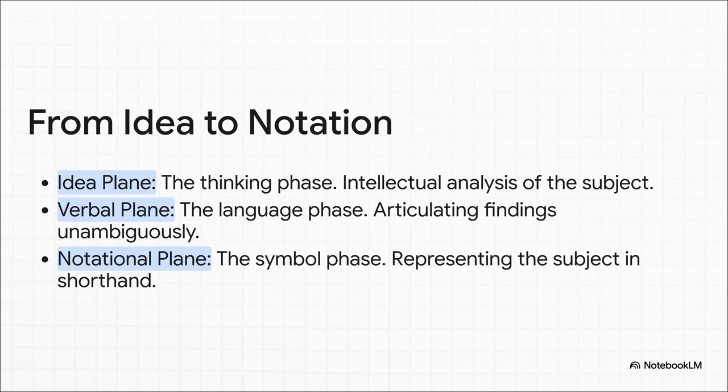So let's take a book on the history of cricket in England. In the idea plane, you're just thinking. You're breaking it down. Okay, the main thing is cricket, the place is England, and we're talking about its history. Then you move to the verbal plane. You give those ideas standard names: cricket, England, history. Finally, you hit the notational plane, where you translate those words into the final code that ends up on the shelf. It's a structured path from thought to label.